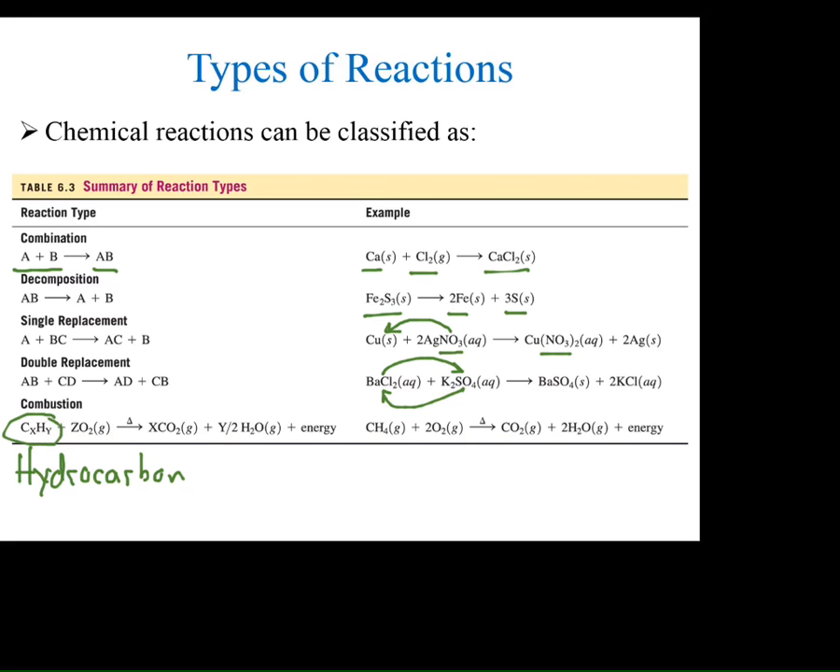Why is this called a hydrocarbon? Not a trick question. Because it's combined with carbon. Because it's made up of hydrogen and carbon. So we call it a hydrocarbon. Yes, ingenious.